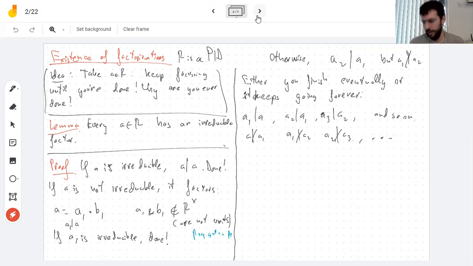So why can't this work? Because we have, all right, Duncan. We have the ascending chain condition on the ideals generated by each of the elements. Exactly. Yeah, you have the ascending chain condition.